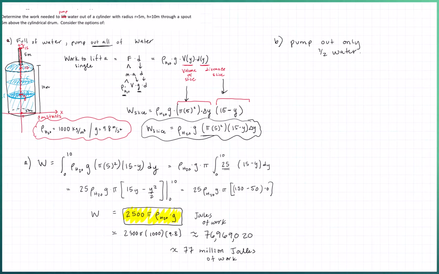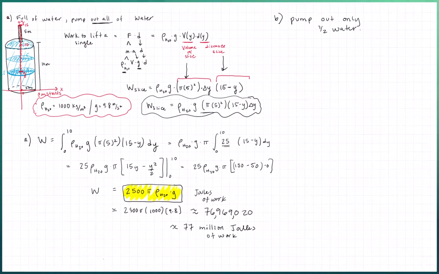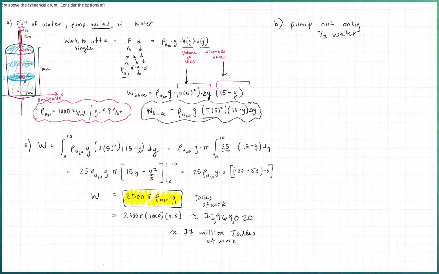But if we only wanted to pump out half of the water, so if we think about that scenario, if I could go back, I'm trying to keep my picture on the screen here. If I only wanted to pump out half of the water, then we will assume obviously that we pump out the top half first. So then we would be integrating from 5 to 10. That's how you pump things. You pump the top half and then you pump the bottom half. So we're pumping out the top half of the water.